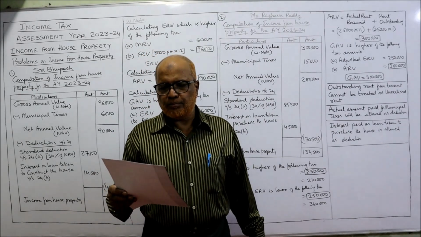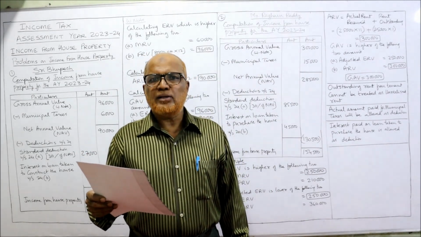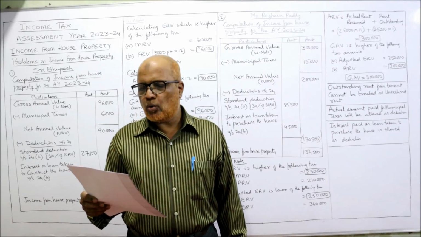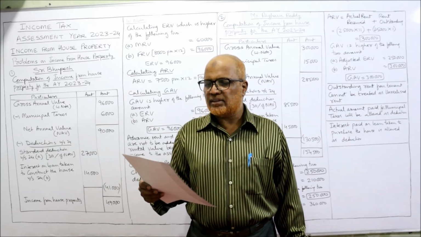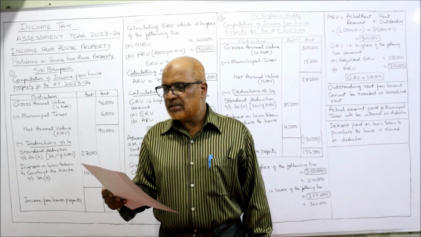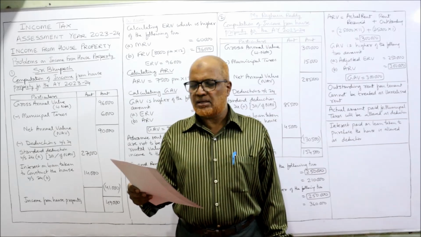Now, see the first problem. On 1st April 2022, Sri Bhupesh is the owner of a house which is let out to Sri Mohan Lal on a monthly rent of 7,500, and he received 3 months advance rent and 12,000 as deposit.